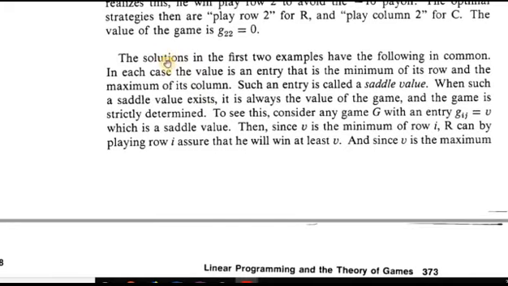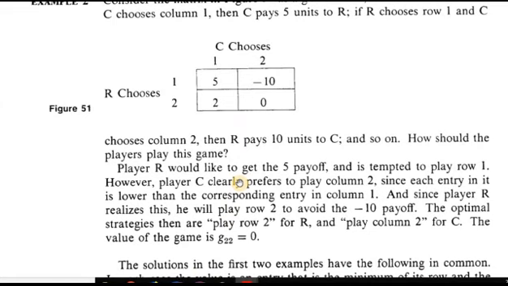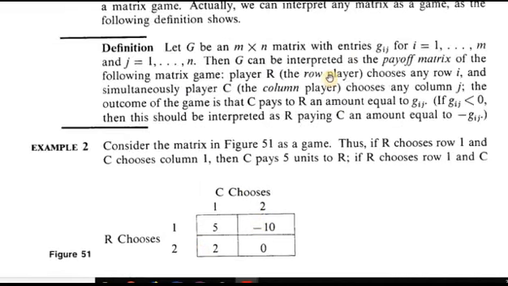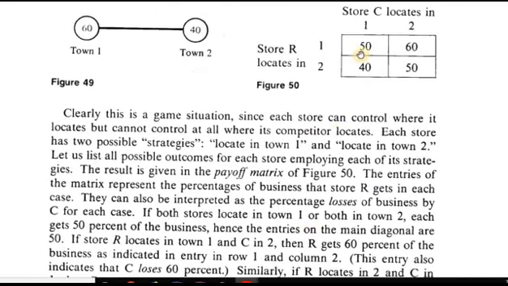All right, so the solutions in the first two examples have the following in common. In each case, the value is an entry that's the minimum of its row and the maximum of its column. Let's go back and verify that. In this case, it was certainly true. The minimum of row 2 was 0, which is the maximum of column 2. And back here for the first one, the minimum of row 1 was 50, which is the maximum of column 1.